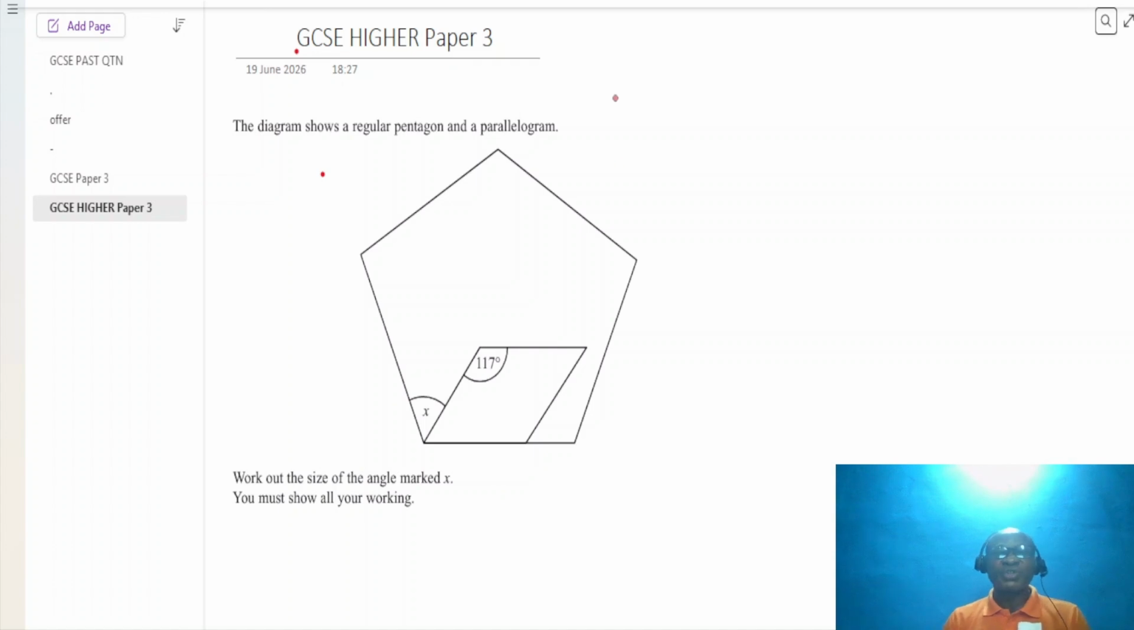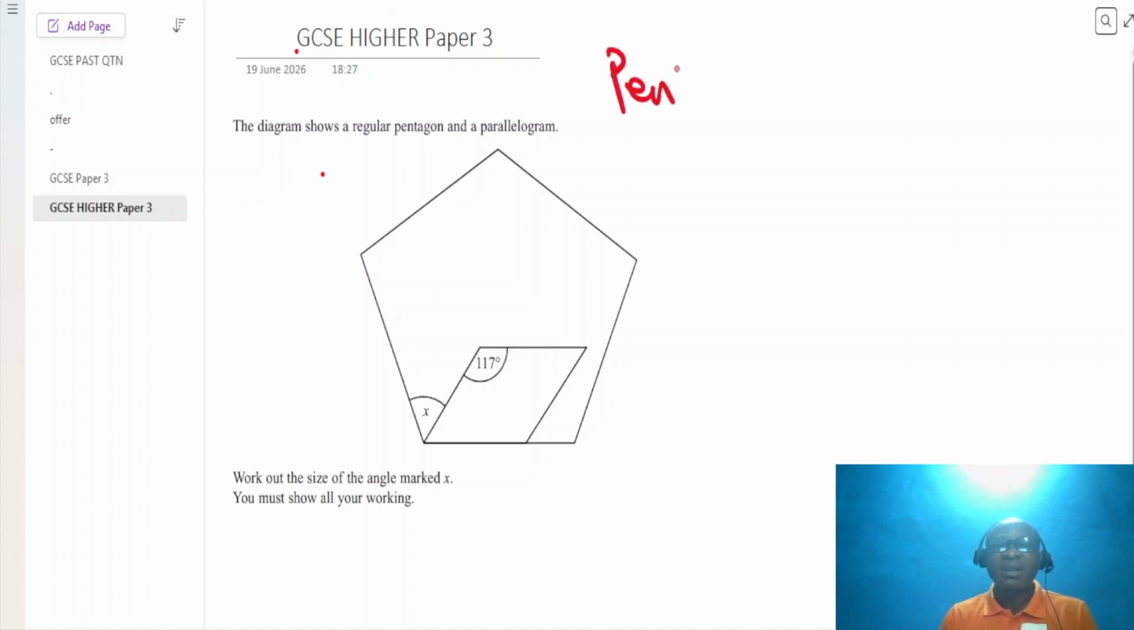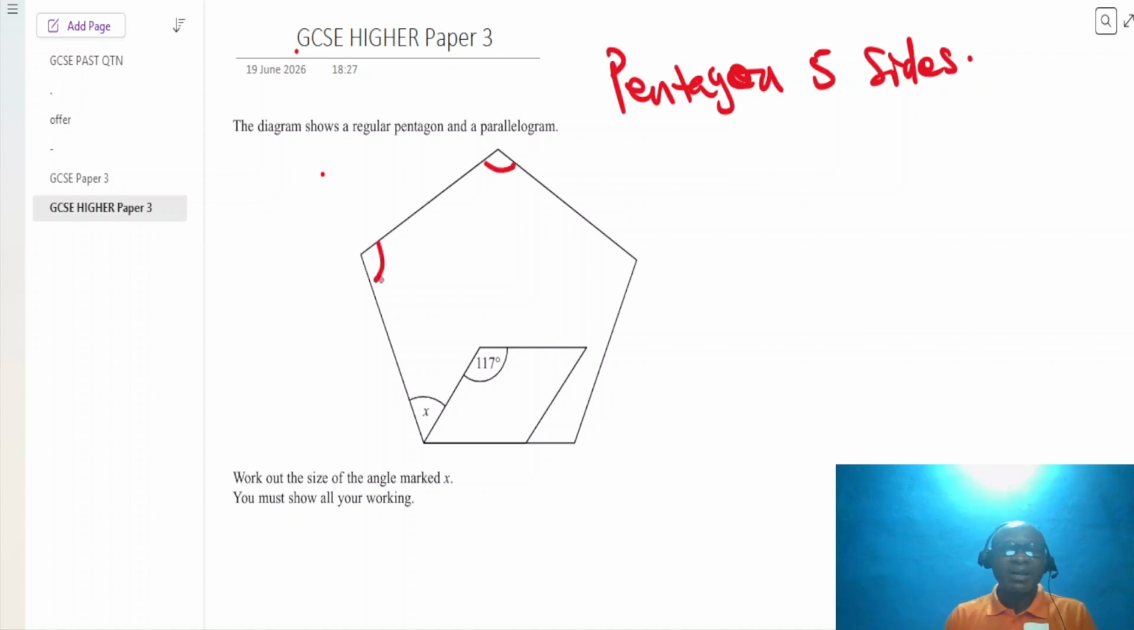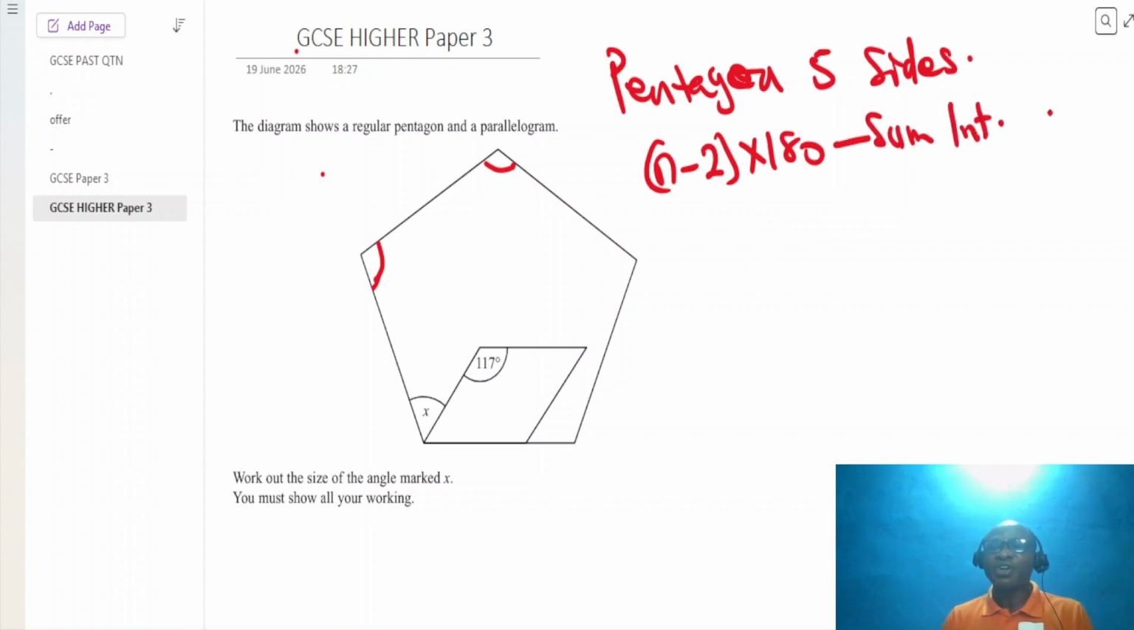What we are going to do, since it is a pentagon, it means that it has 5 sides. To know the angle of each interior angle, we use the formula (n minus 2) multiplied by 180. This will give us the sum of interior angles. Therefore, the number of sides is 5: 1, 2, 3, 4, 5.